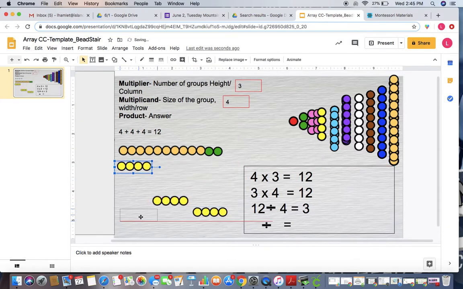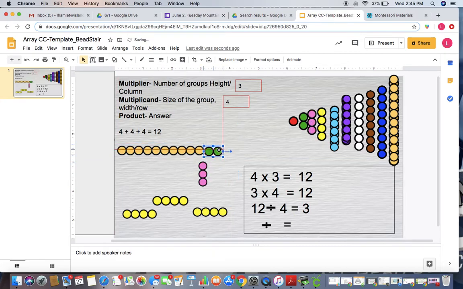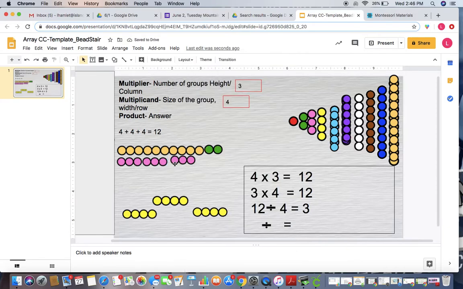We can do the same thing using our 3 bead bar. And if we take our 3 bead bar, turn it on its edge, and we line it up, we've got 1, 2, 3. It's a little bit off here, sorry. It's the problem with digital materials. But we'll go back in here in a second. Try to spruce it up for you. 4.